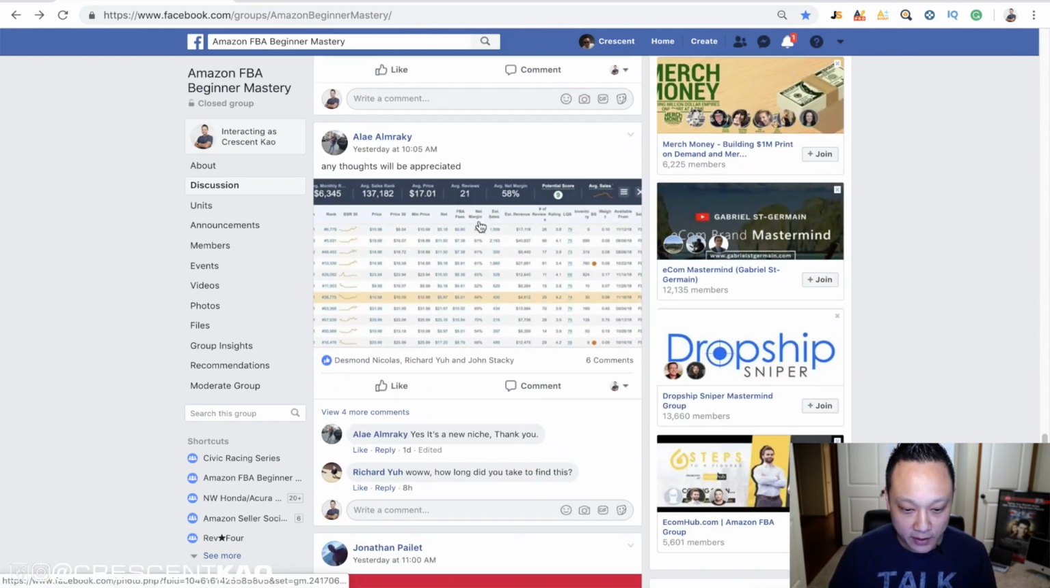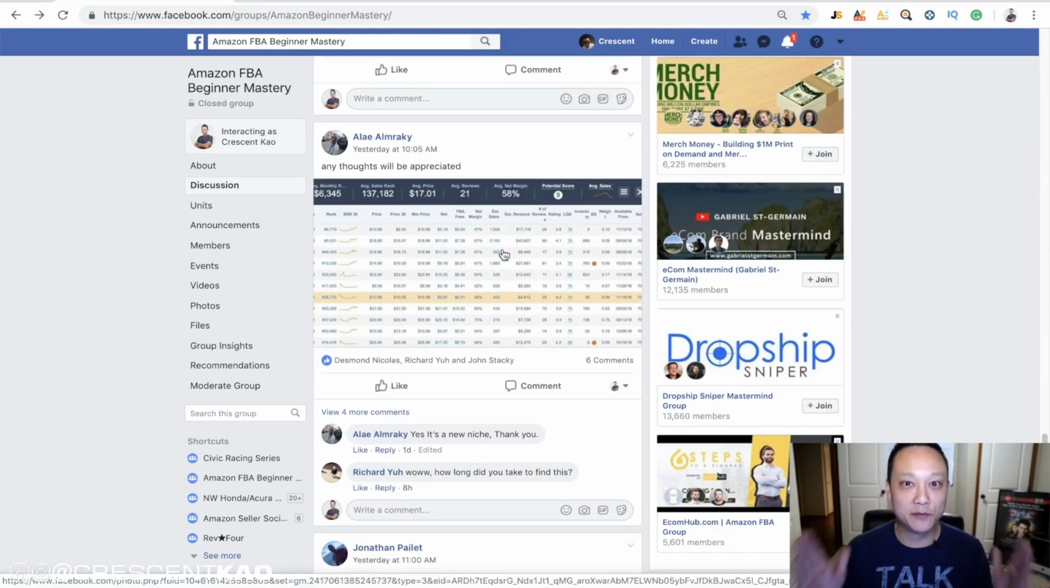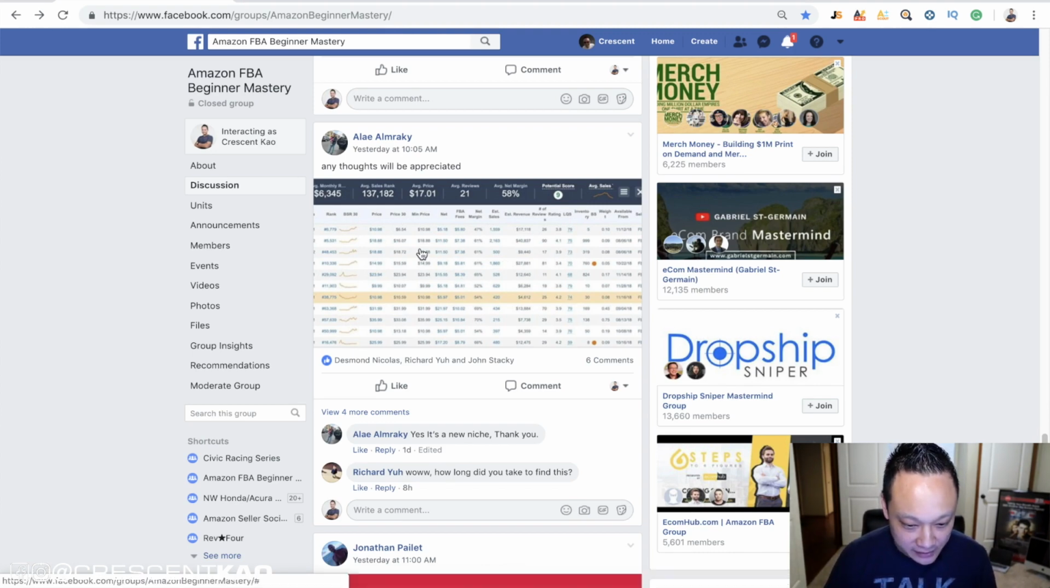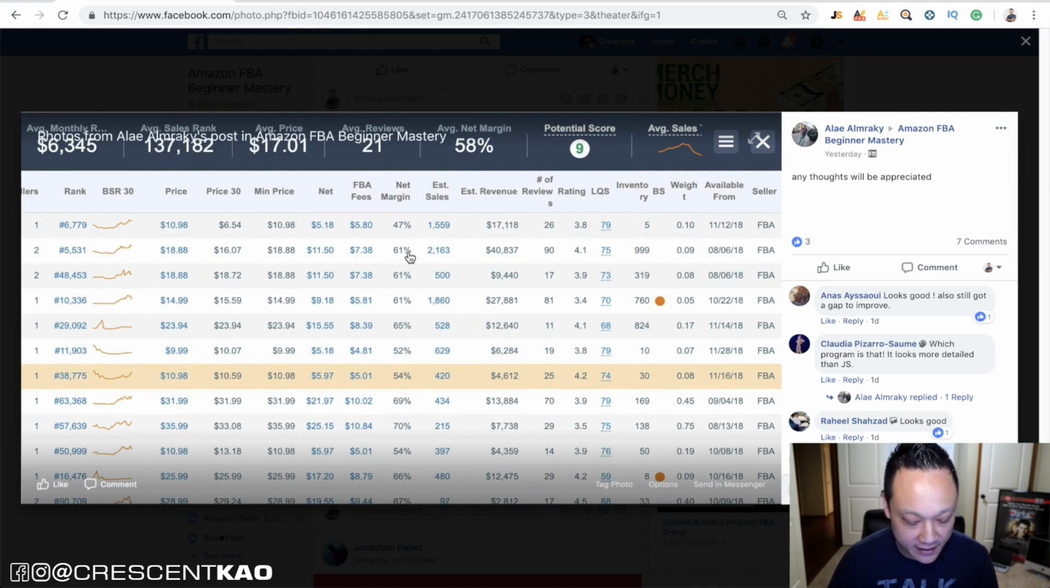All right, so Ale Almaraki, I'm sorry if I'm butchering your names here. Okay, any thoughts will be appreciated. So let's take a look at what Ale has here. And the price point here looks pretty good, $15 or higher.